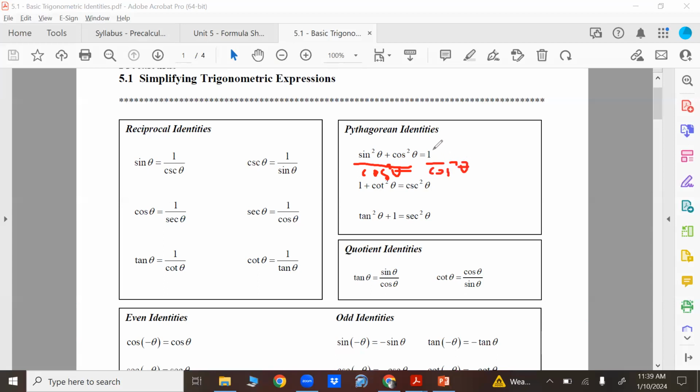1 over cosine is going to be secant. Sine over cosine is tangent. Cosine over cosine is 1. So if I actually were to divide each of these terms by cosine squared, I would get that third line. What if I divided each of those by sine squared? I would get the second line. If I divided these by sine squared theta, guess what? Sine over sine is 1. Cosine over sine is cotangent. 1 over sine is cosecant.